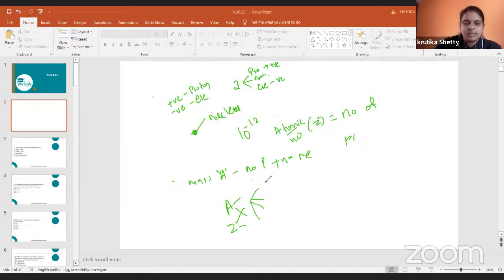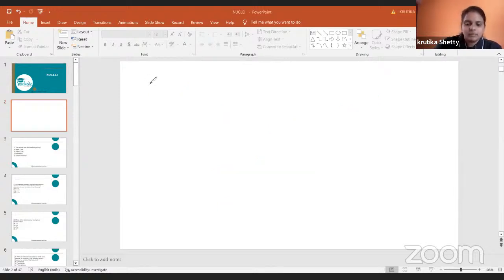The first one is isobars. So what do you mean by isobars here? In the isobars, the number of protons will be the same, or you can say the Z number will be the same and the A number will be different. So if I say Z is the same and A is different, it is called isobars.